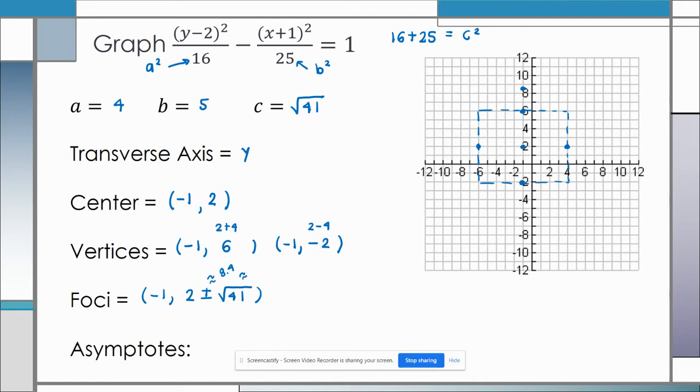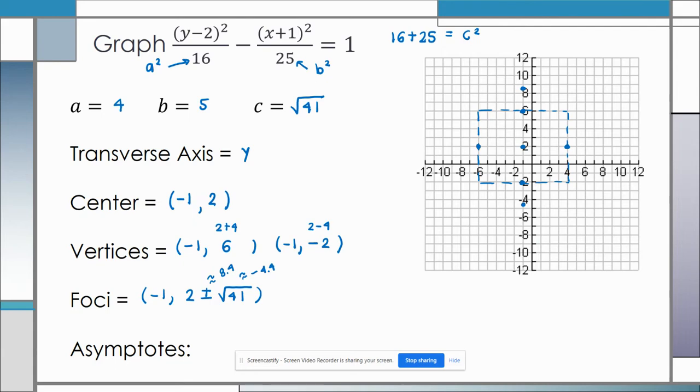But then now I have to take 2 and subtract the square root of 41, and that's approximately -4.4. So from -1, I'm going down to -4.4. Once again, the foci are outside of the box.